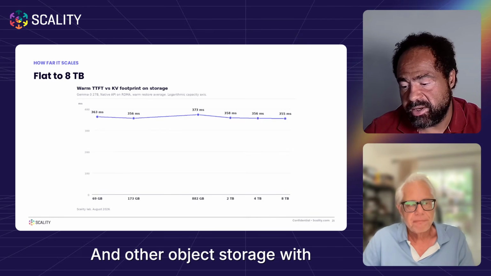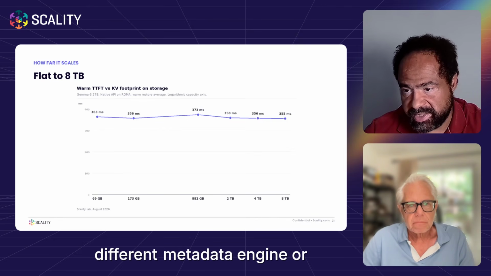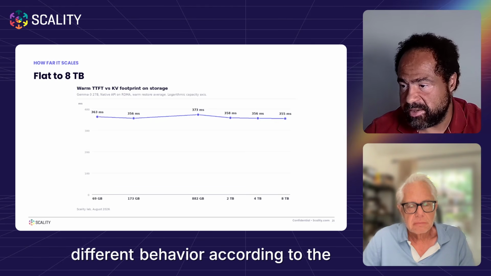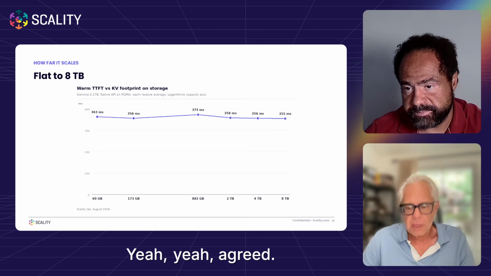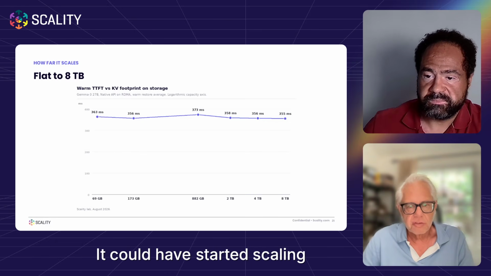Yeah. And over object storage with a different metadata engine or different behavior according to the number of objects, you could have a different curve. Yeah. Agreed. It could have started scaling, spiking up.